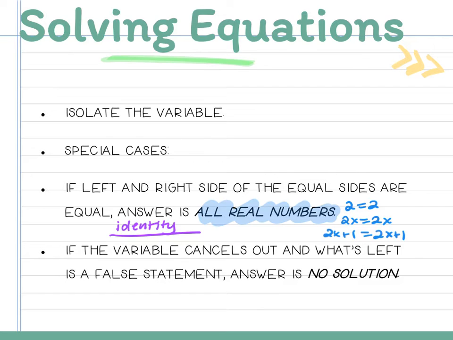The second special case is if the variable cancels out and what's left is a false statement, then the answer is no solution. So if I have no variables left and I have something like 3 equals 2, that's obviously not a true statement. This would be a no solution, okay?